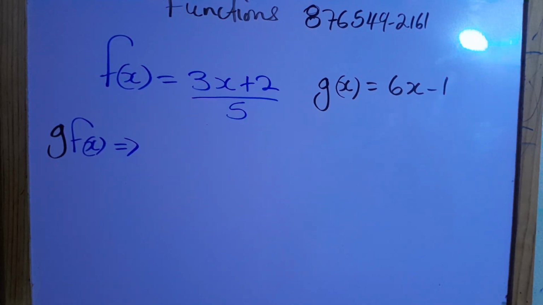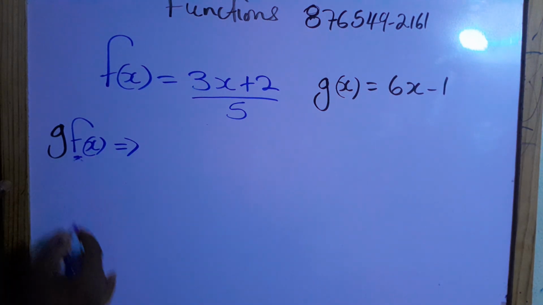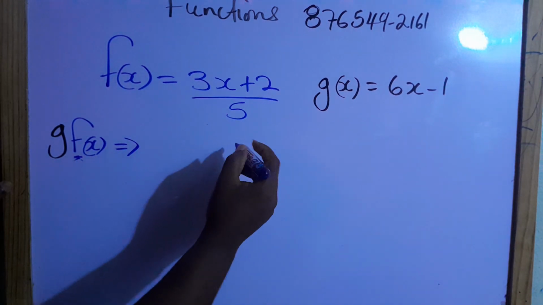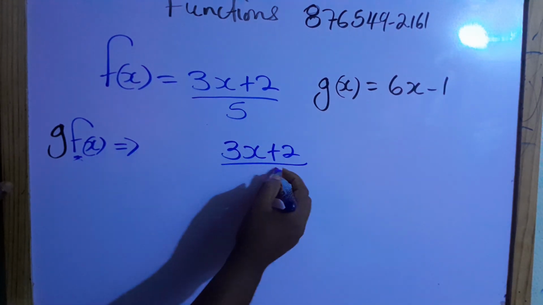Alright guys, so let's combine these two functions. So we are given f of x is equal to 3x plus 2 divided by 5, while g of x is equal to 6x minus 1. Hope you guys are attempting the question first, right? So we're going to combine the two functions. So according to the rule, the last function, we write back the last function first. So f, we're going to write back all of f, which is 3x plus 2 over 5.